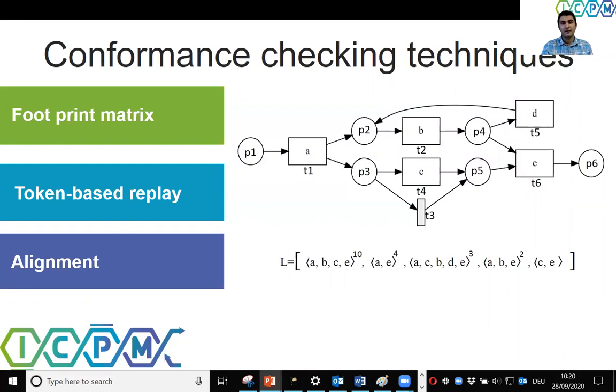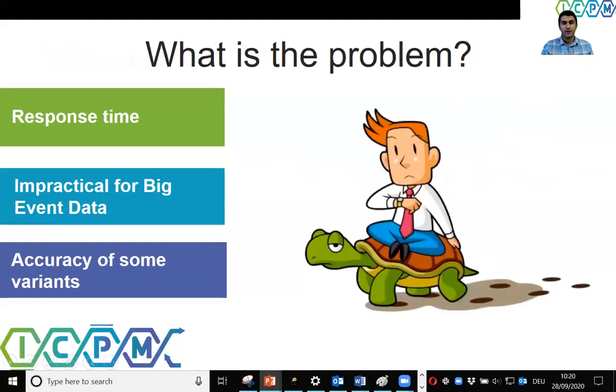There have been different techniques to compute conformance checking, for example, using footprint and token-based replay. However, nowadays in both academia and industry, we mostly use alignment techniques for conformance checking. Unfortunately, computing conformance checking using alignment is very slow and sometimes inapplicable for big real event logs using normal hardware.